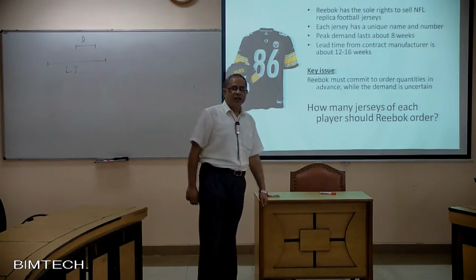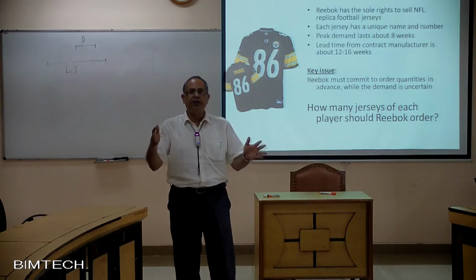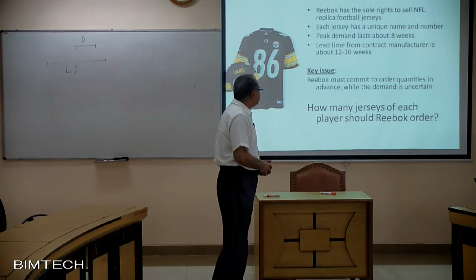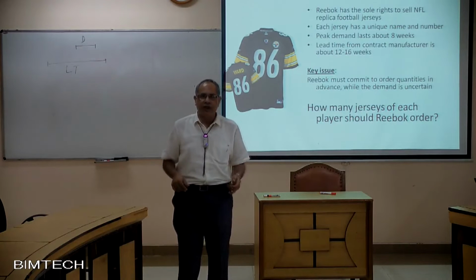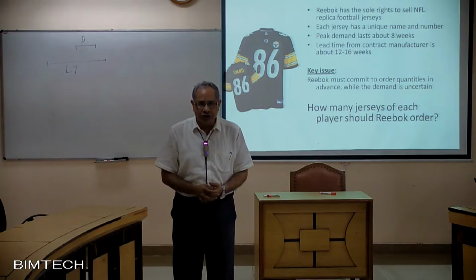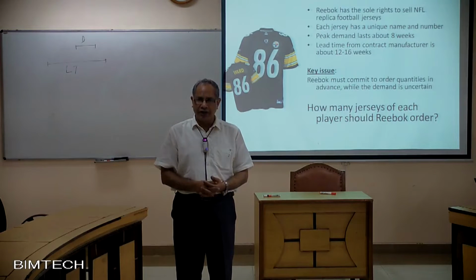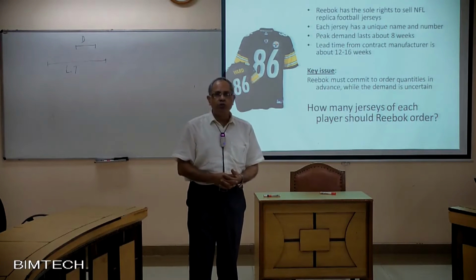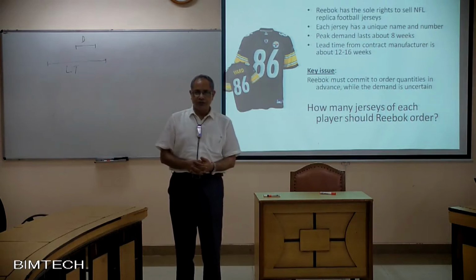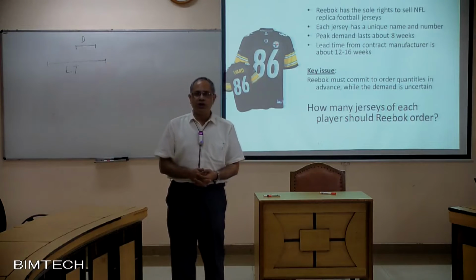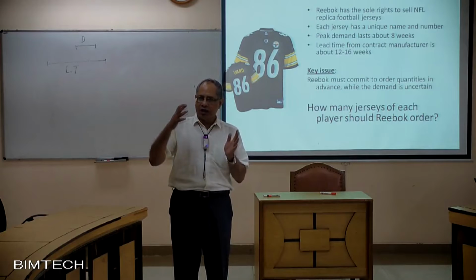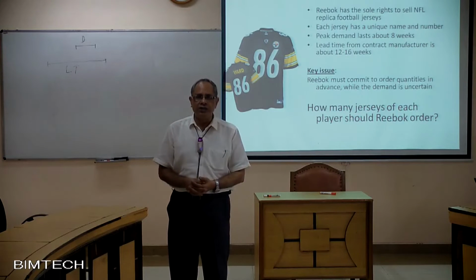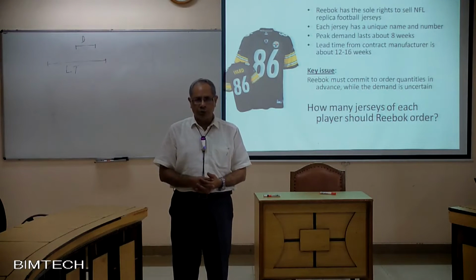The peak demand lasts for about 8 weeks. So that is the period for which the demand lasts. And along with that, we are told that there is a contract manufacturer. Reebok doesn't manufacture the jerseys. It has subcontracted the manufacturing to a third party. And the response time there is going to be between 12 and 16 weeks, which means that once there is an order issued by Reebok for a certain jersey of a certain quantity, it would take close to about 15 weeks for the jersey to be delivered to Reebok.